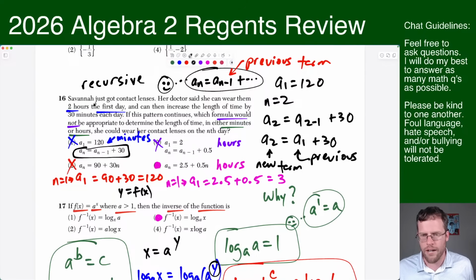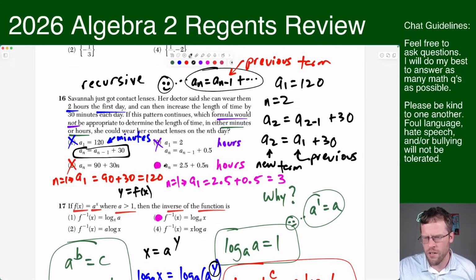That's why this was out, because we're starting at 120 minutes. And then it's the previous time plus 30 minutes. They're saying Savannah's increasing the length of time she wears the contacts 30 minutes each day. So when you see A sub n minus 1, think of that as before A sub n. It's the previous one. If it was A sub n minus 2, that's 2 terms ago. All right, so that's how I thought about 16. I hope that helps a bit.